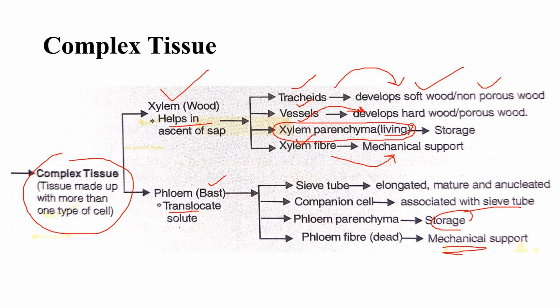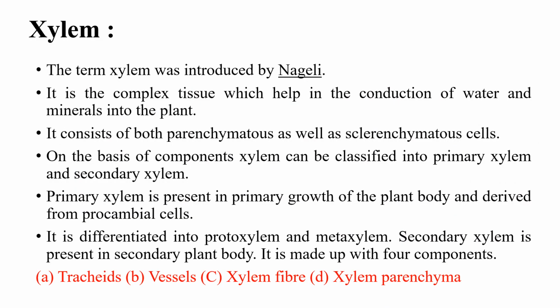The xylem is divided into 4 components. That means they have 4 components: tracheids, vessels, xylem parenchyma, and xylem fiber. Phloem also has 4 components: sieve tube, companion cell, phloem parenchyma, and phloem fiber. The term xylem was first introduced by Nageli. It helps in the conduction of water and minerals in the plant.